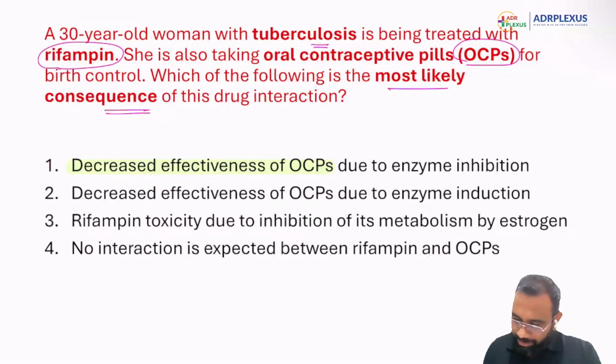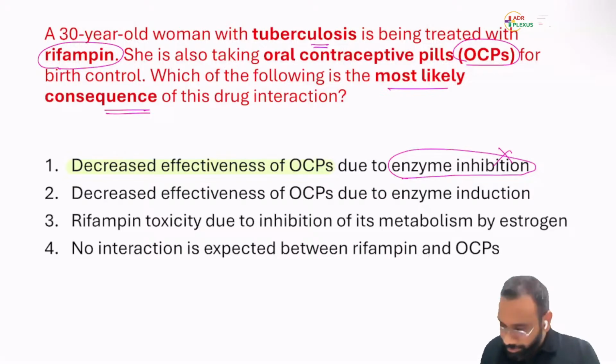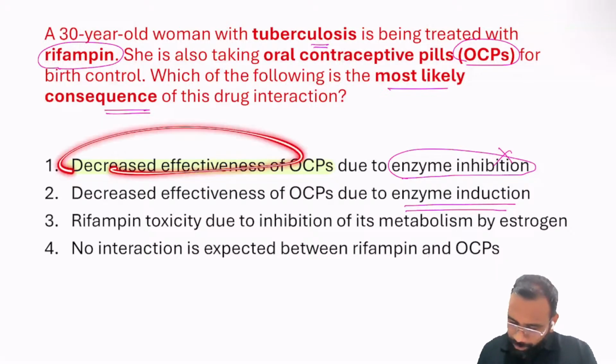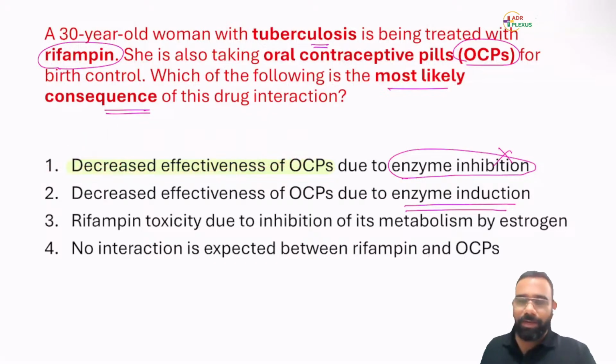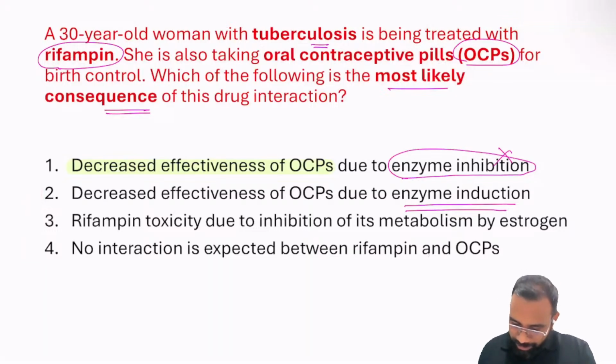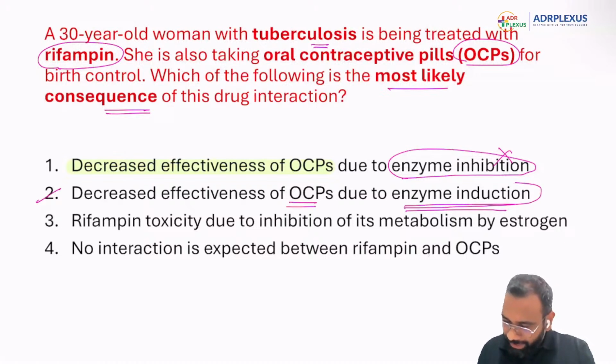But if you see here, it says it is due to enzyme inhibition. No, it is not due to enzyme inhibition. It is due to enzyme induction. That's where the INI paper twists the options. Immediately after seeing this one, we'll go for option one. That's why I always tell you, even if you know the answer, just read the remaining options too. Yes, Subhashini. So here it's option two, decreased effectiveness of OC pills. It is due to enzyme induction.